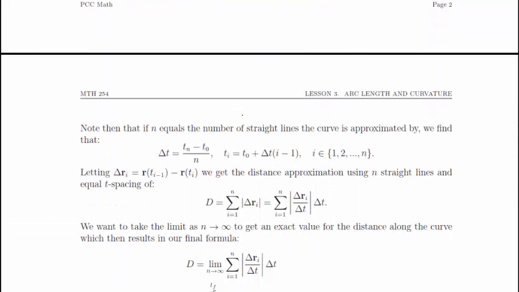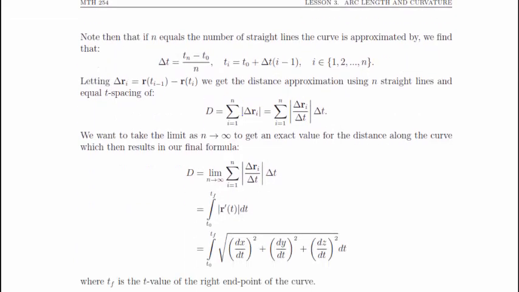Now if we want to expand this and get an actual value, we want to let the number of straight lines between points go to infinity and make their length go to 0. So we're going to do that by looking at the change in t. Note that if n equals the number of straight lines the curve is approximated by, we find that the change in t equals t sub n minus t naught over n.